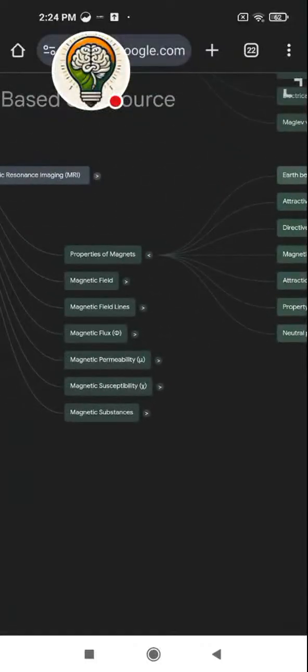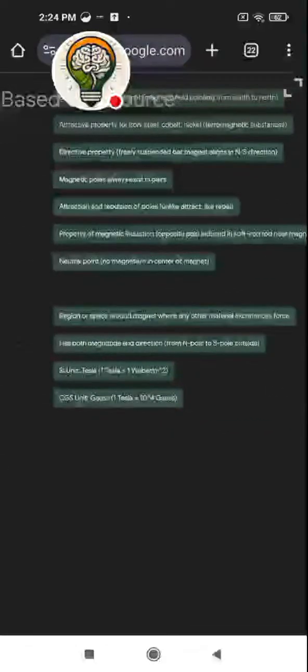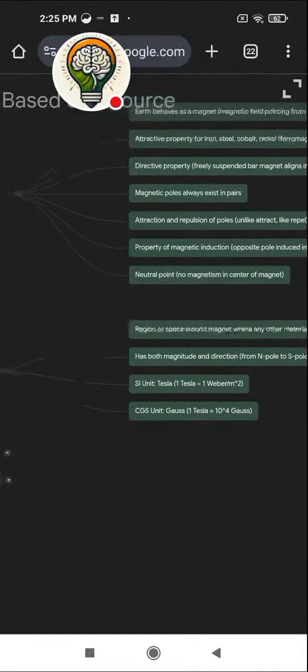Then the magnetic field. It is the region or space around the magnet where any other material experiences a force, and it has both magnitude and direction, from north pole to south pole. The SI unit is Tesla, and 1 Tesla equals 1 Weber per meter square, and the CGS unit is Gauss.